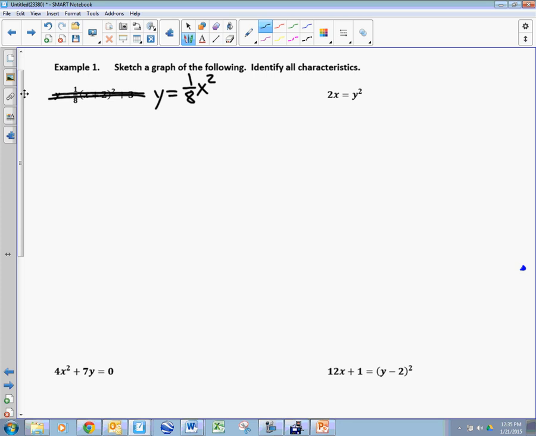So we're going to list these important pieces: the vertex, the direction, the axis of symmetry, the focus, the directrix, and the length of the latus rectum.